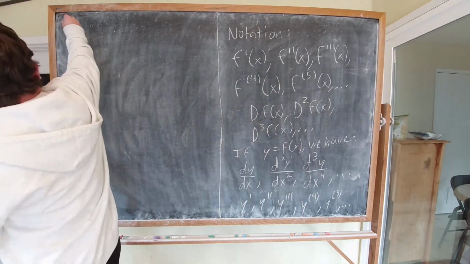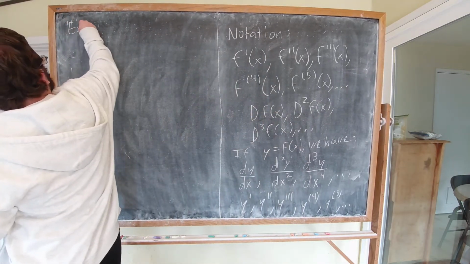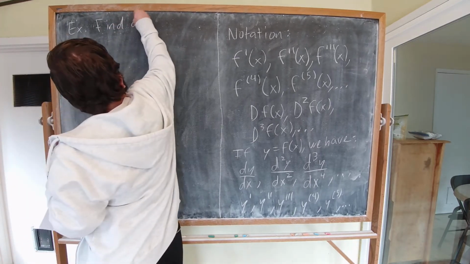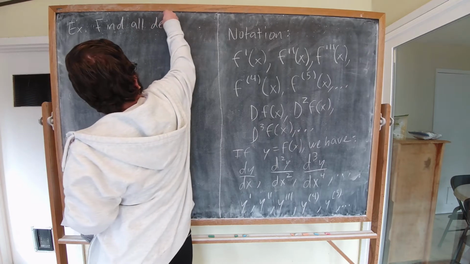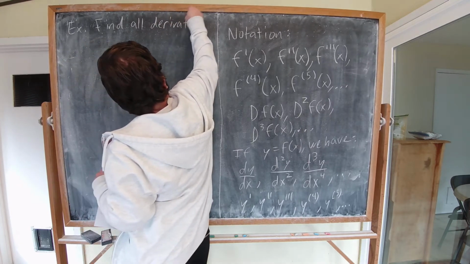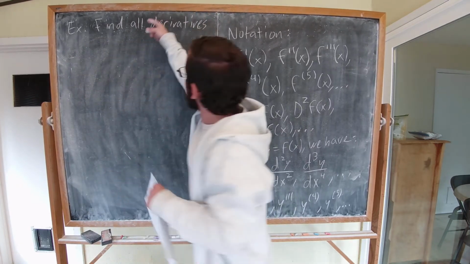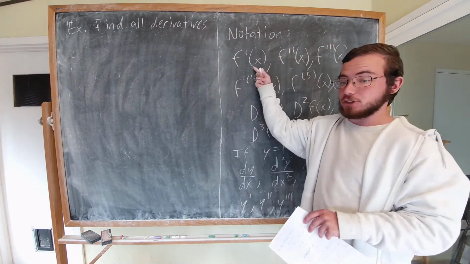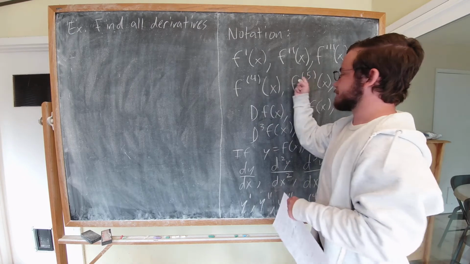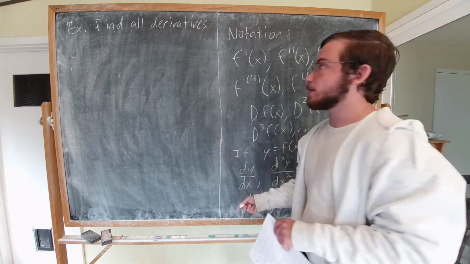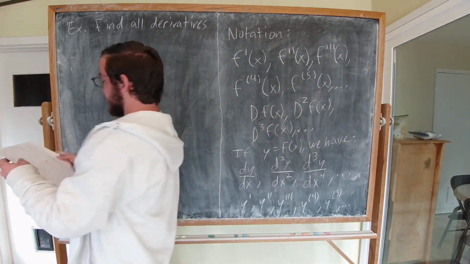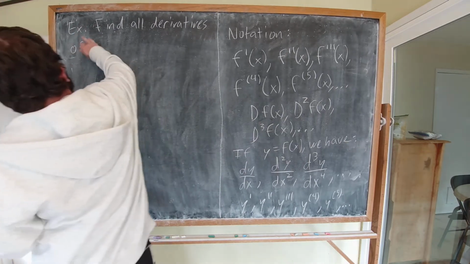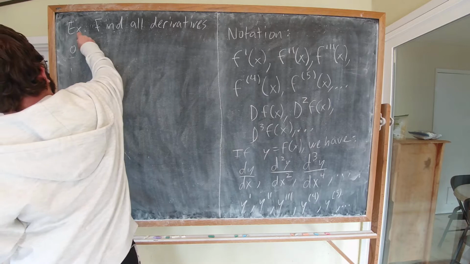Alright. Let's find all derivatives. What this says is it means find the derivative of every order. So the first derivative, the second derivative, third derivative, fourth derivative, fifth, sixth, seventh, 12th, 27 billion and fourth. You might be like, isn't that a lot of stuff to write down? Yes, it is, but don't worry, we're going to do a simpler example.